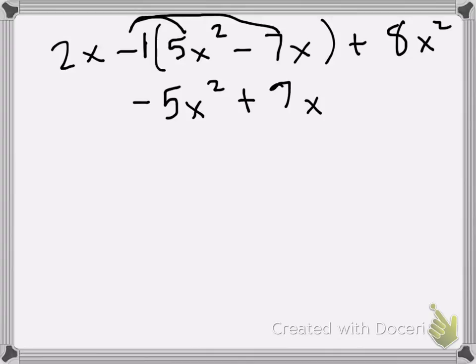And then the rest of our terms, we haven't dealt with them yet, we've just got to bring them down. So that plus 8x squared at the end is going to come down, that 2x in the front is going to come down.